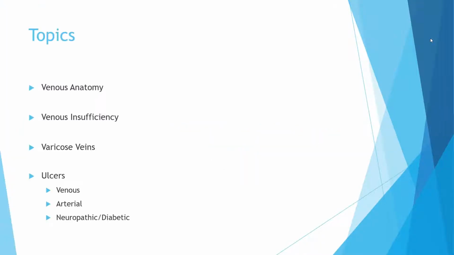Within this module on venous disease, we're going to look at the anatomy of the venous system. We'll go on to talk about the pathophysiology of venous insufficiency and some of the clinical signs that we see. And then we'll go on to discuss the complications of venous insufficiency in the form of varicose veins and venous ulcers, and then we'll go on to talk about the other different kinds of ulcers that we commonly see clinically.